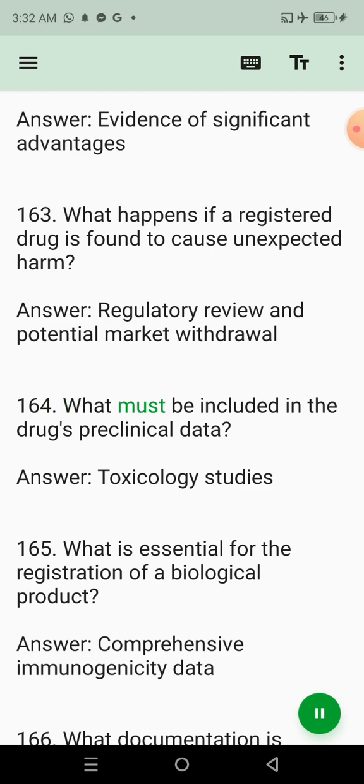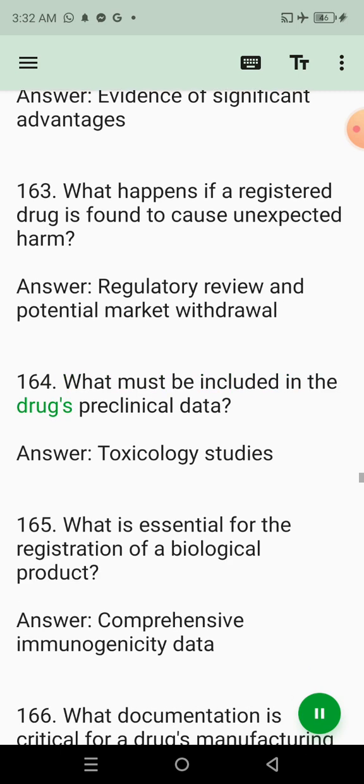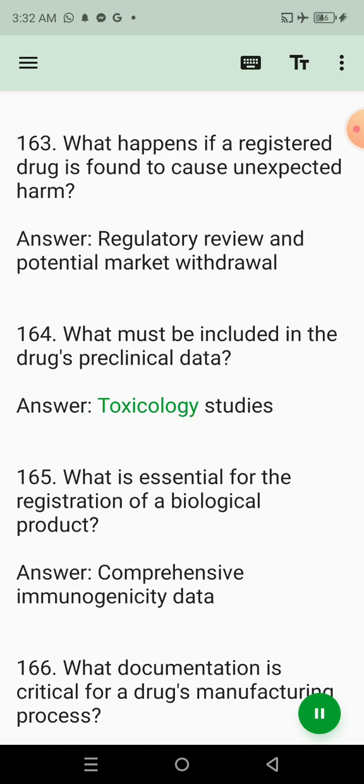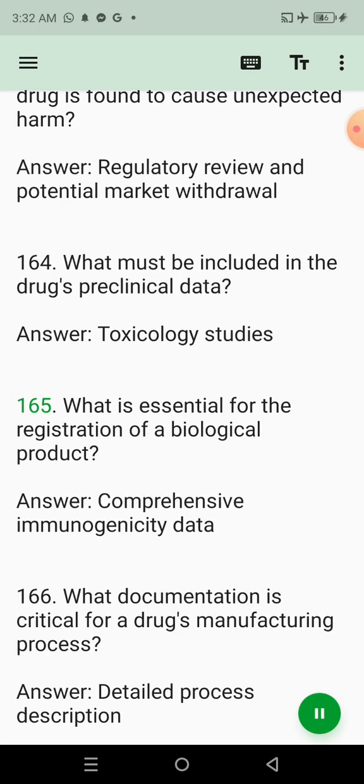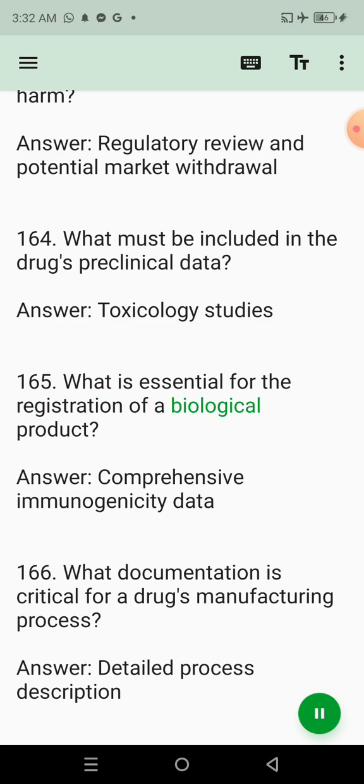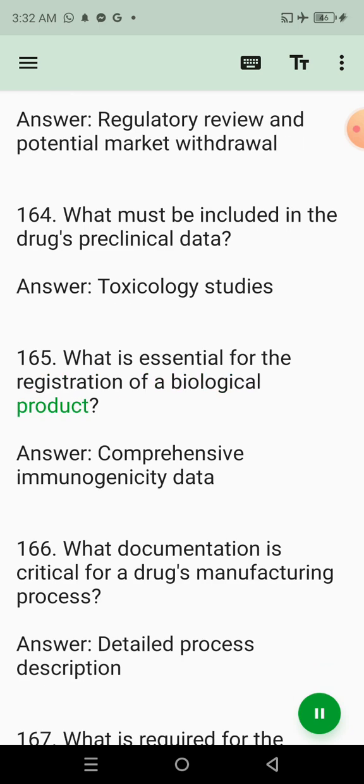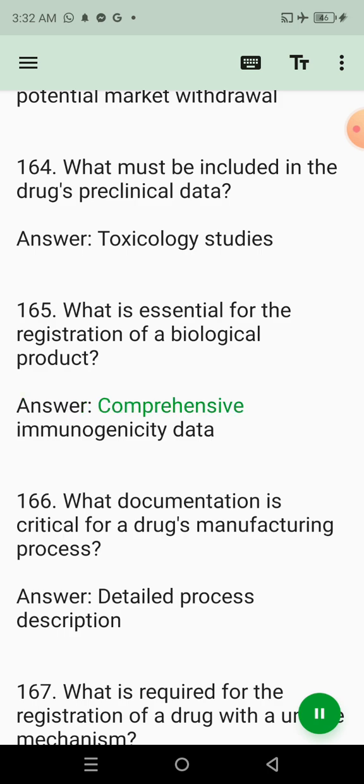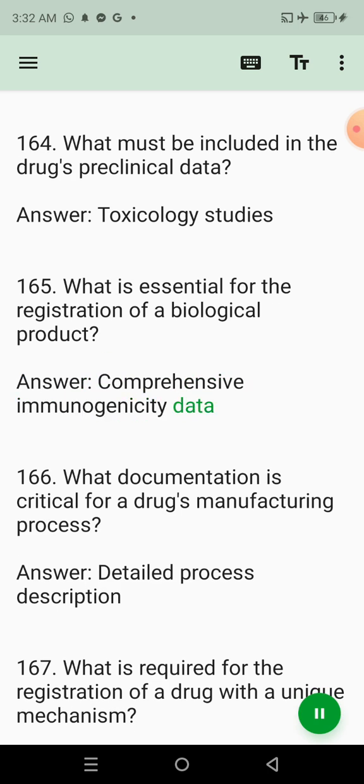164. What must be included in the drug's preclinical data? Answer: toxicology studies. 165. What is essential for the registration of a biological product? Answer: comprehensive immunogenicity data.